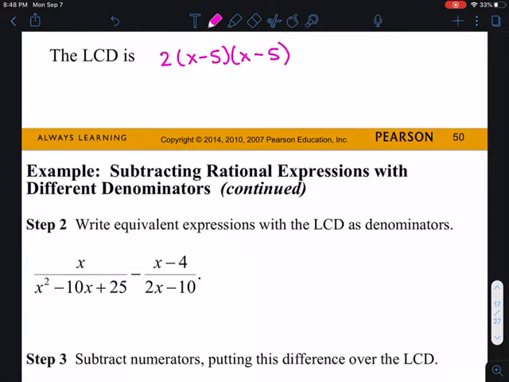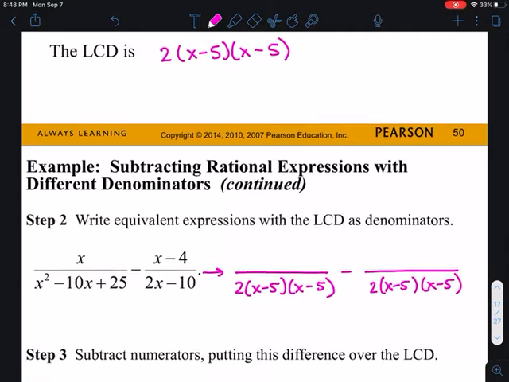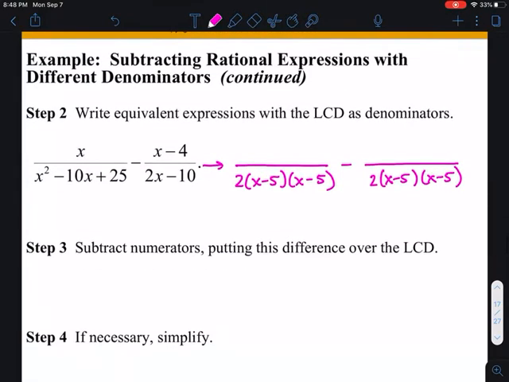So now we're just going to rewrite this problem using our least common denominator. We have a 2 times an x minus 5 and an x minus 5 as a denominator, and we're going to subtract from that. I'm just going to rewrite each of these fractions separately, so again, we're going to have a 2 and an x minus 5 and an x minus 5. Just like with any regular fractions, once you change that denominator, you have to change the numerator. Well, if my first denominator was an x minus 5 and an x minus 5, what else do we need to get to a 2, x minus 5, x minus 5?